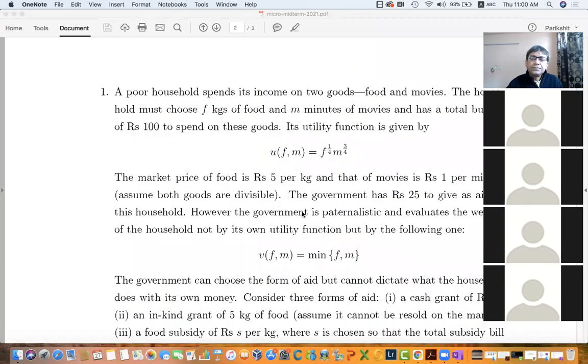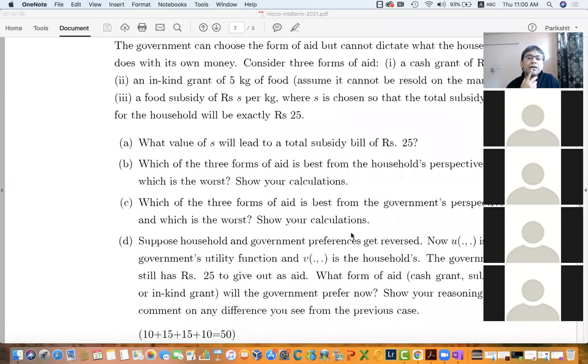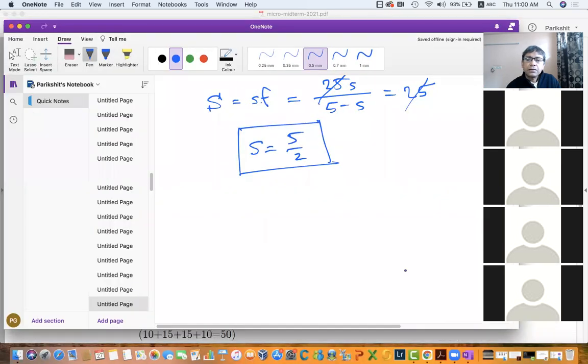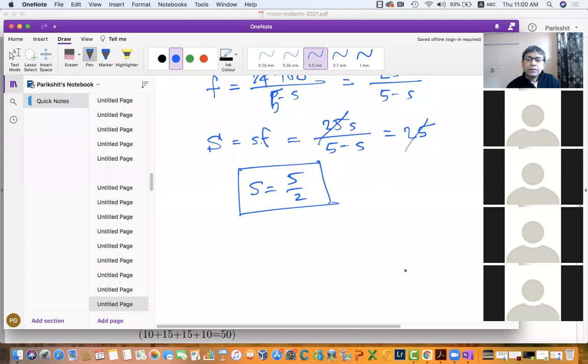Sir, while choosing which of the ways is the best, will we use the consumer's utility function or the utility function that the government thinks? Sir, I have a doubt in this part. You are calculating the total subsidy of 25 using the utility function of a consumer, but it's the government who measures it using its own utility function, the min function. So, sir, shouldn't that be given instead?